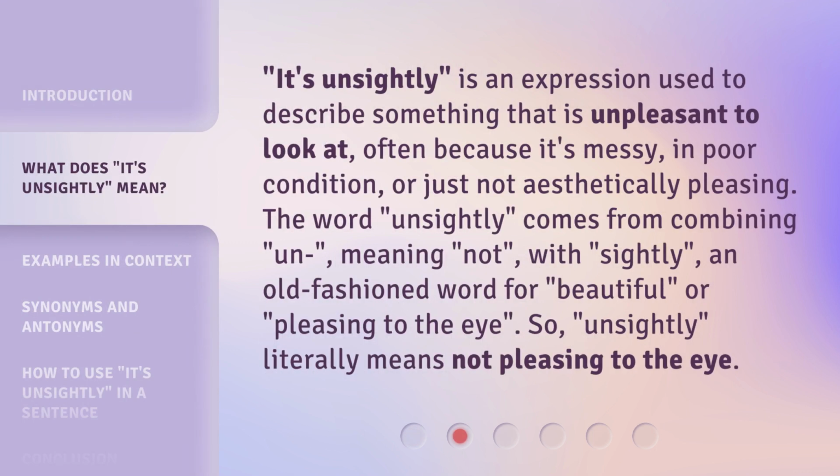"It's unsightly" is an expression used to describe something that is unpleasant to look at, often because it's messy, in poor condition, or just not aesthetically pleasing. The word unsightly comes from combining "un," meaning not, with "sightly," an old-fashioned word for beautiful or pleasing to the eye. So, unsightly literally means not pleasing to the eye.